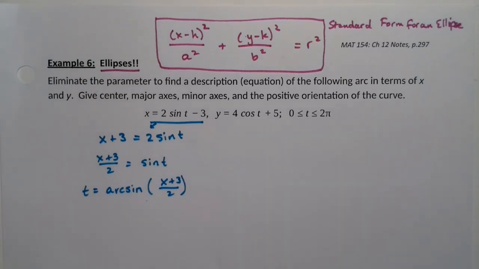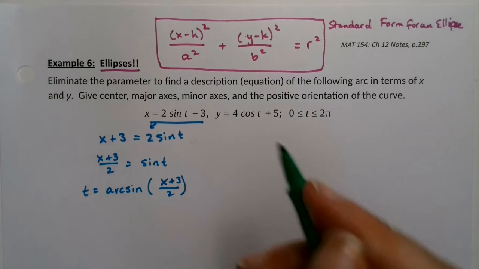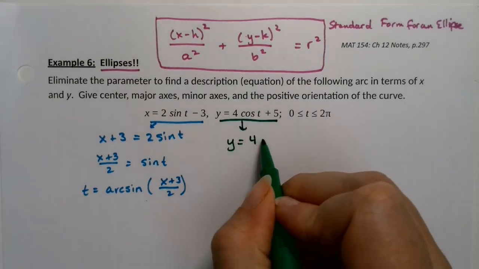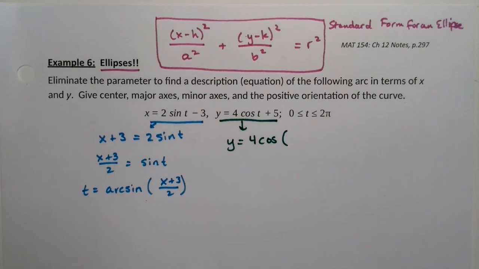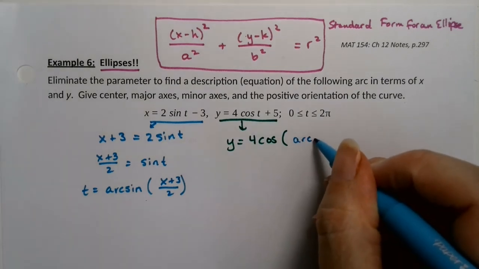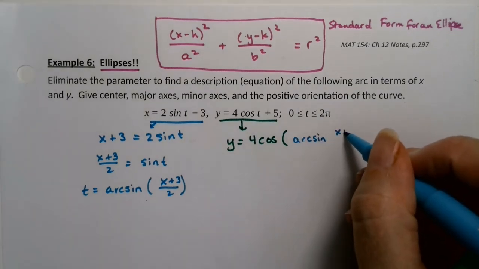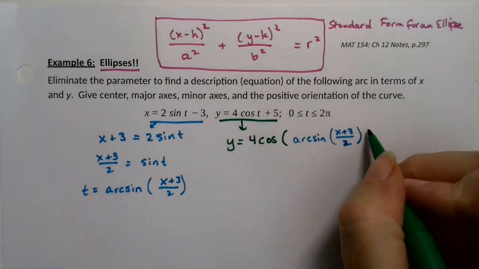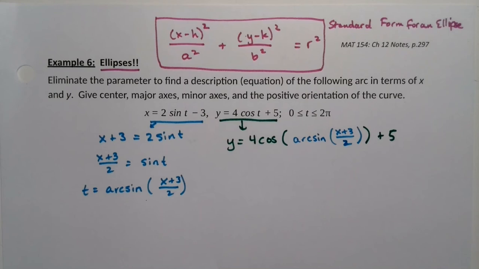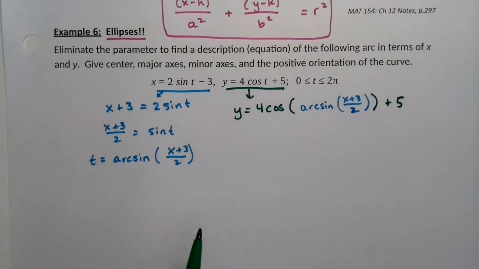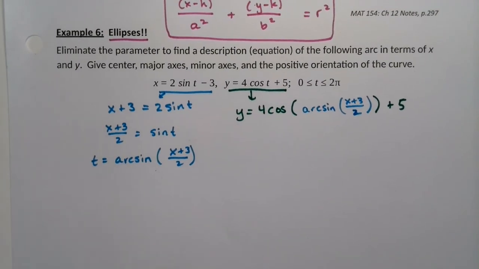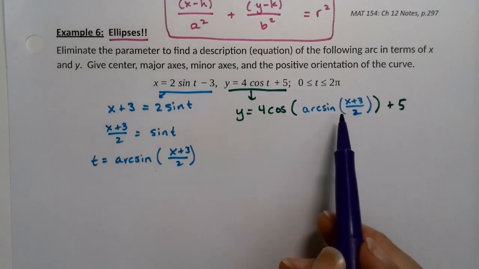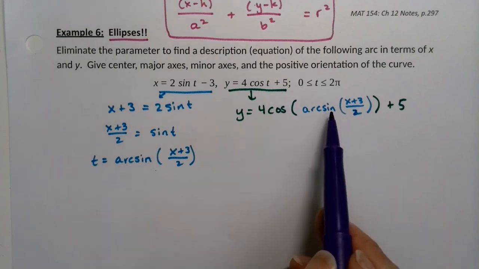All right, well now I'm going to take that and plug it into this other equation right here. And so y is equal to 4 cosine of the arc sine of (x plus 3) over 2, plus 5. Now, you might remember seeing problems like this in pre-calculus trigonometry class. You don't need to find this angle. You don't know what angle this is, but you can find the cosine of this angle.